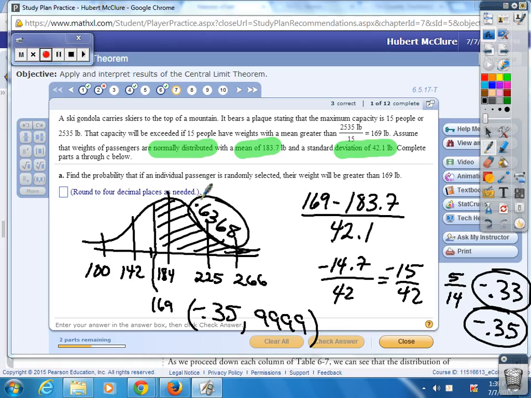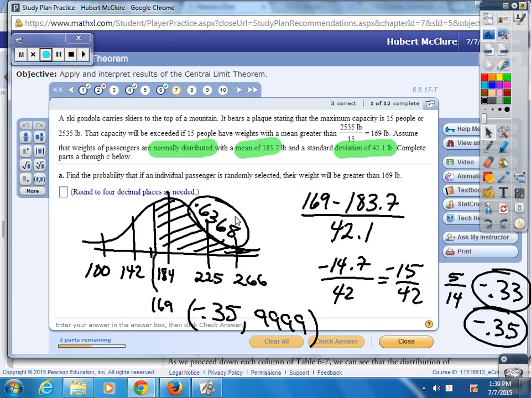Common sense. Does that check out? Well, what is this? 50%, and ours is past 50%, so 64% does make sense. So we type 0.6368, and then we get ready for B and quitting. 0.6368.